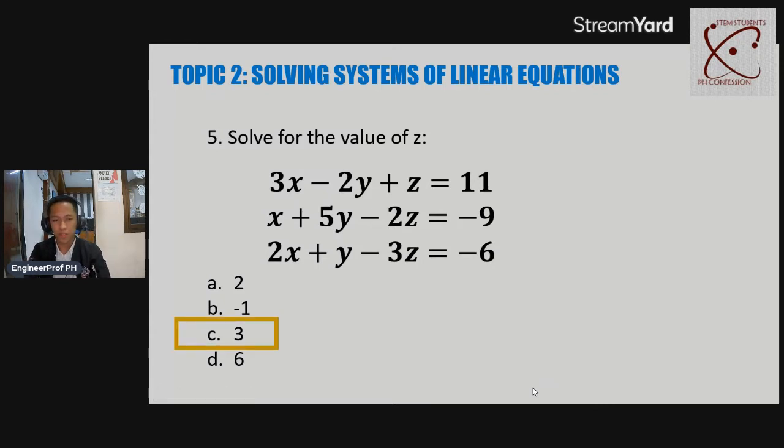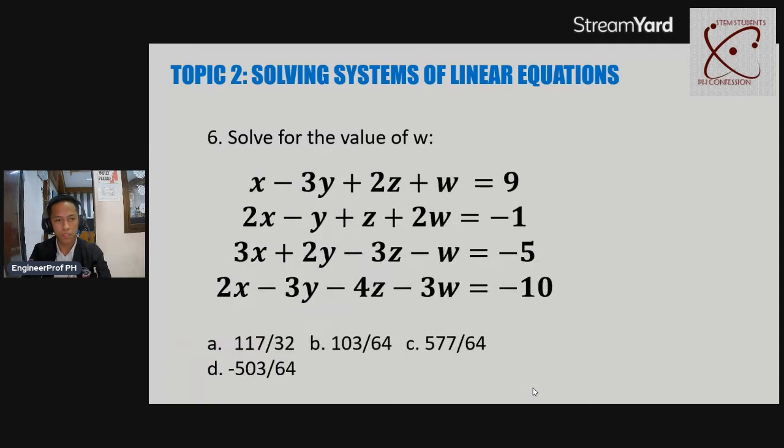Okay. So, if you have question, guys, you can just save nyo lang yung question nyo. At the end of the presentation, we will be having a question and answer. Okay, so proceed tayo sa sixth problem.